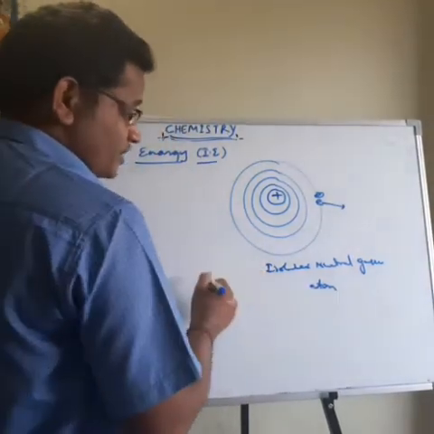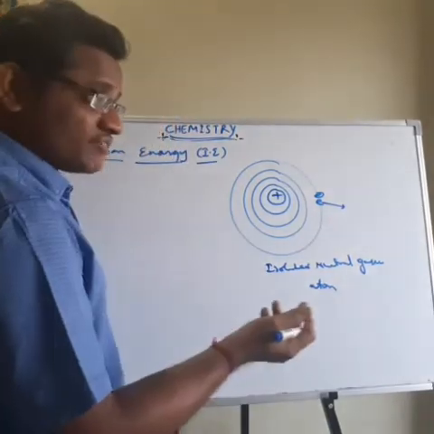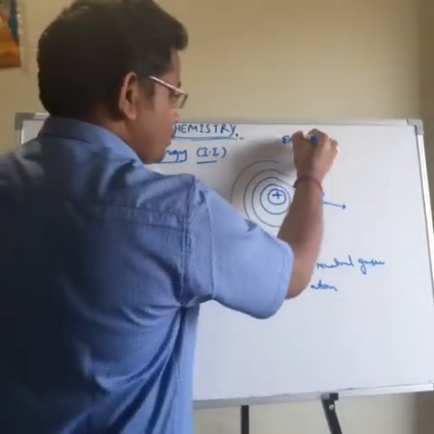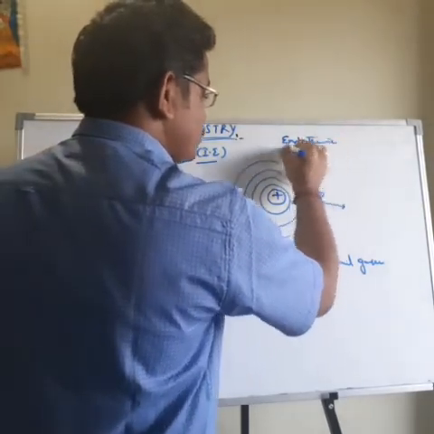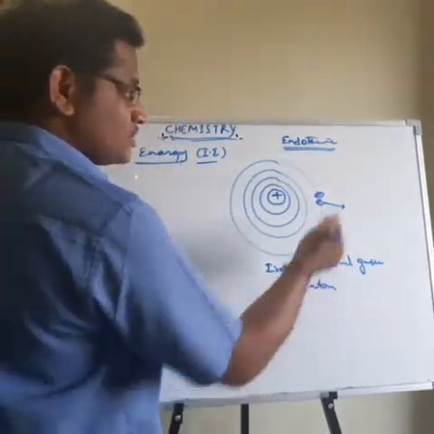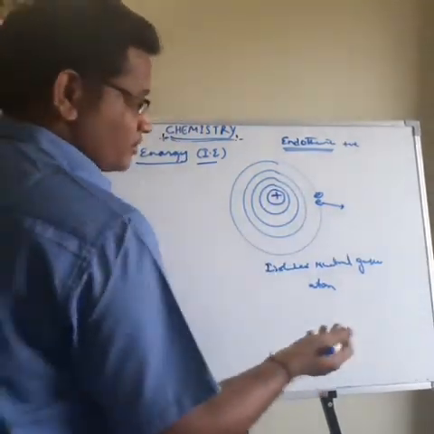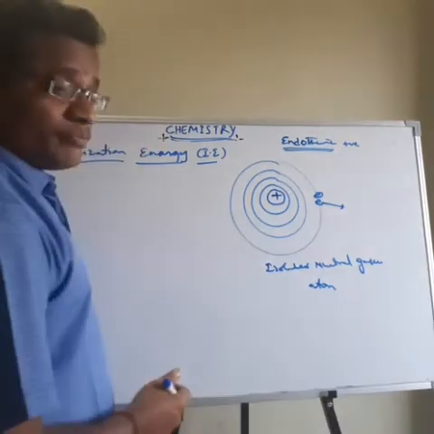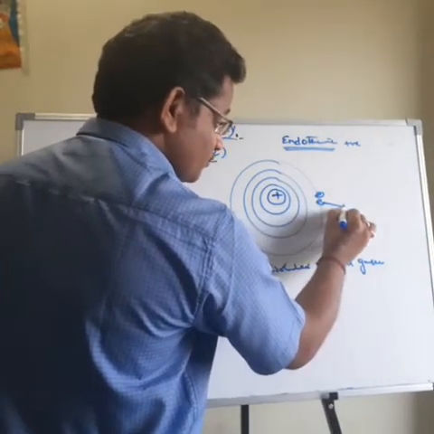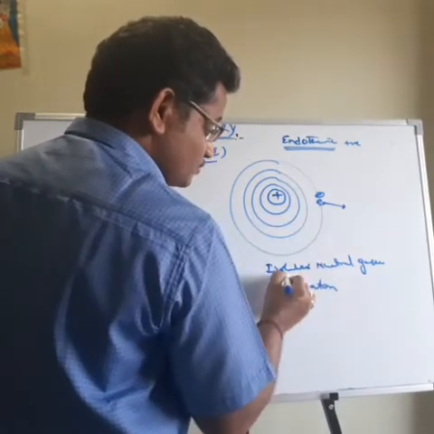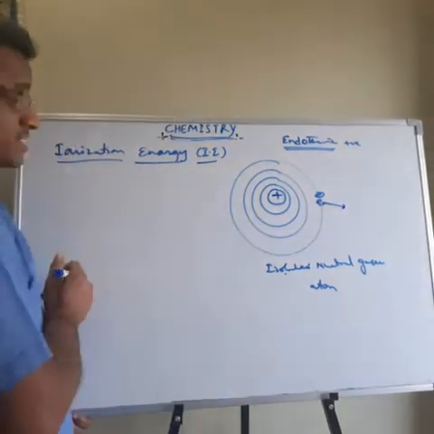So what is ionization energy? The minimum amount of energy required. Energy required means that it is an endothermic process. Remember that point: ionization energy is an endothermic process. Why is it endothermic? Because energy is required. That's why the energy is positive. In case energy is released, it means exothermic; exothermic means energy release, and the negative sign will come. So the minimum amount of energy required to remove the electron from the valence shell of an isolated neutral gaseous atom is nothing but ionization energy.